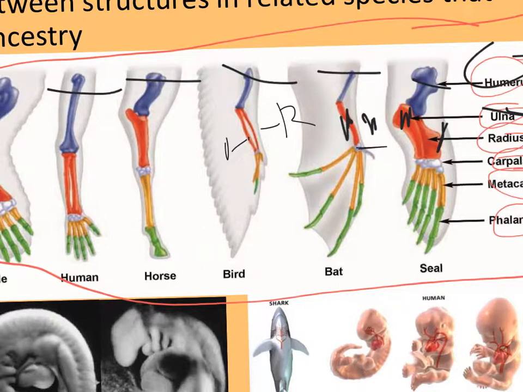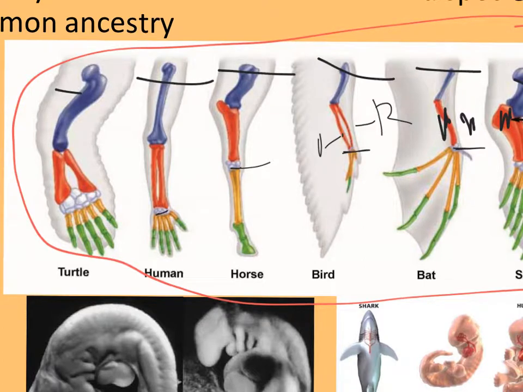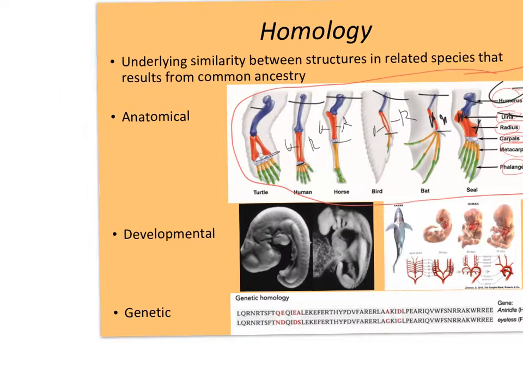Carpals. Right here and right here. Oh, I didn't get all the ulnas, so ulna, radius, ulna, radius, and so on. So this is all underlying similarity between structures, in this case anatomical, in related species that result from a common ancestor. Same thing with the metacarpals.